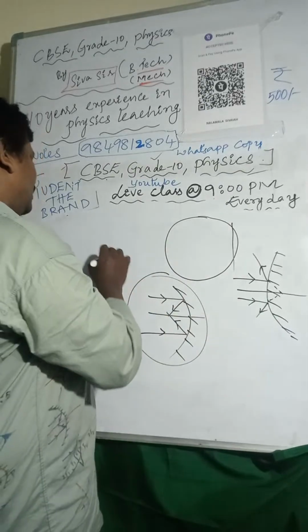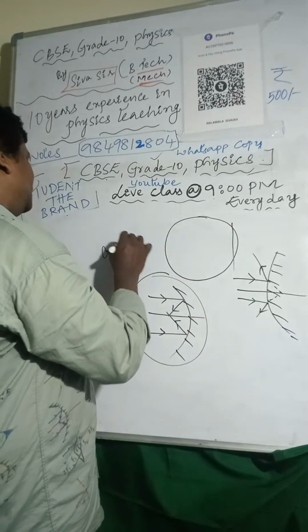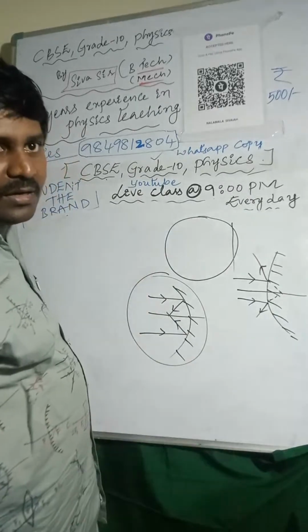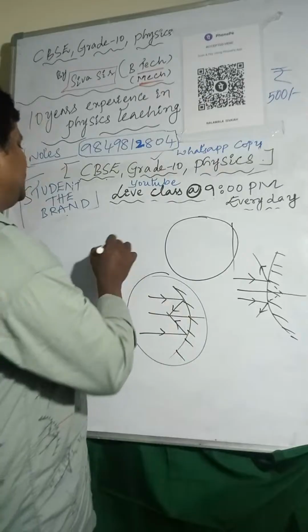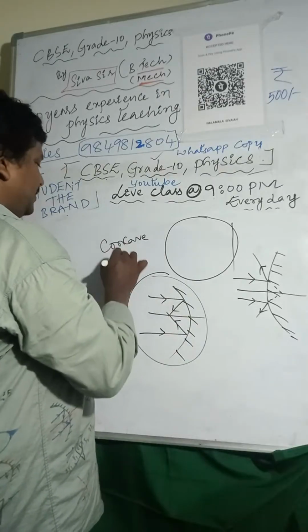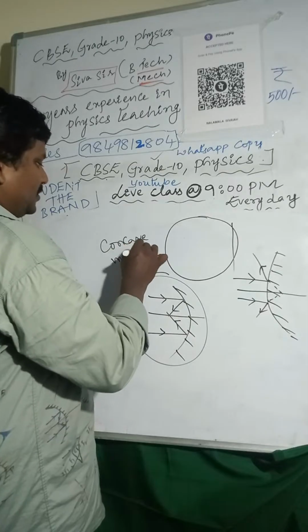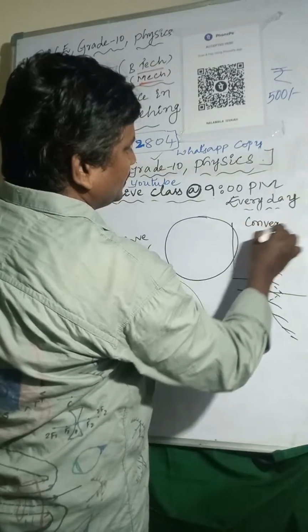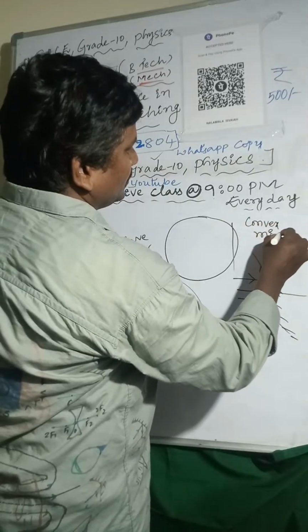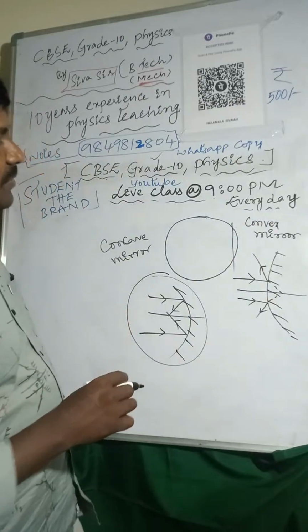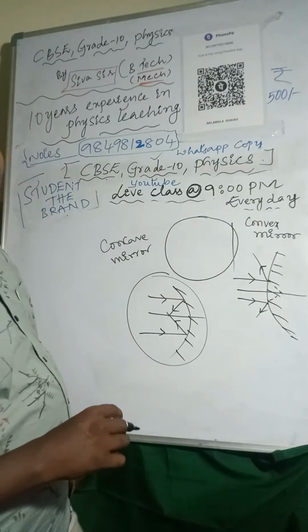Concave mirror is also known as converging mirror. Sir, why are you considering concave mirror as a converging mirror? This is a convex mirror. So concave mirror is also known as converging mirror, whereas a convex mirror is also known as diverging mirror.